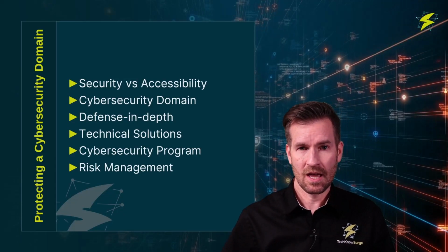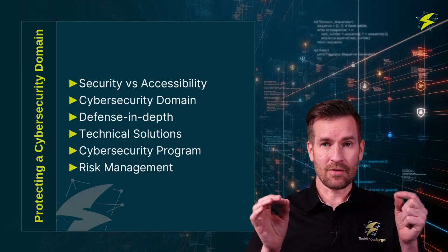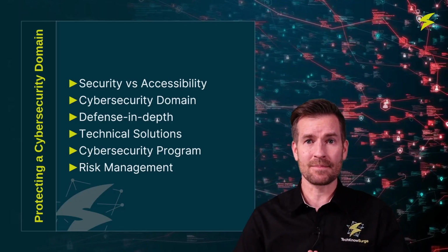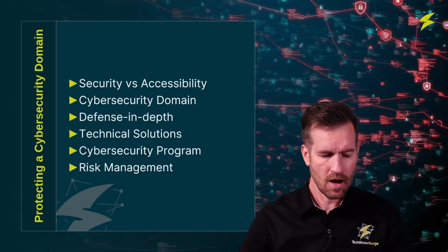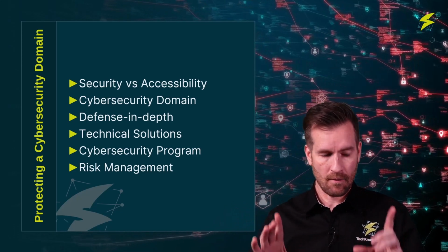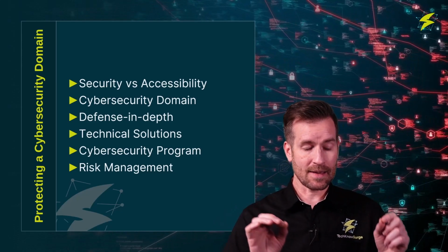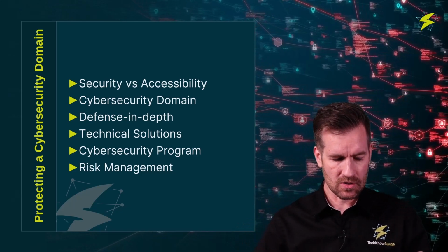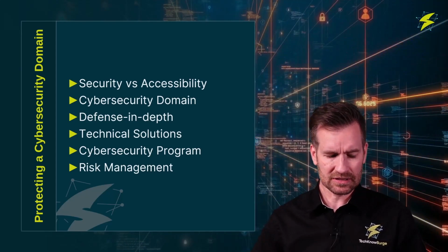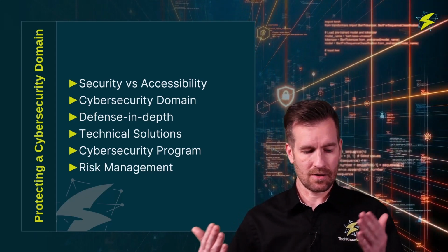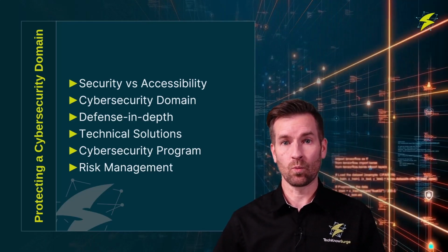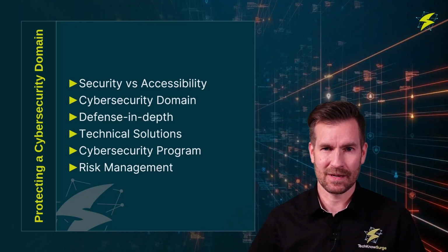So we're going to start out by talking about this dynamics between security and accessibility and how sometimes those two are at odds with each other. We're going to get into a cybersecurity domain and just take a glance once again at what that looks like. We'll talk about defense in depth. Just mentioning that. We'll get into some technical solutions and what technical solutions are. We'll talk about a cybersecurity program and just briefly mention that. And then finally, we'll get into risk management and what risk management looks like.